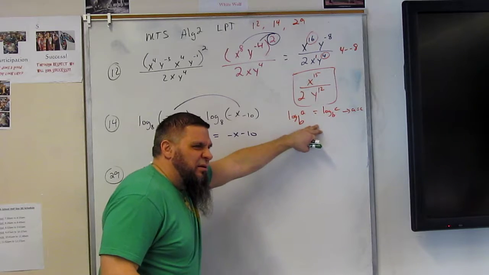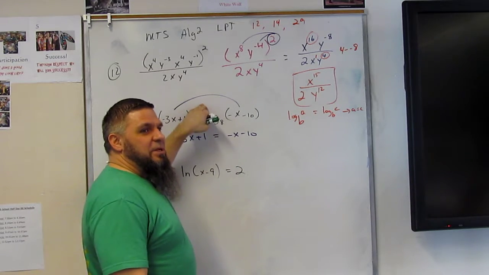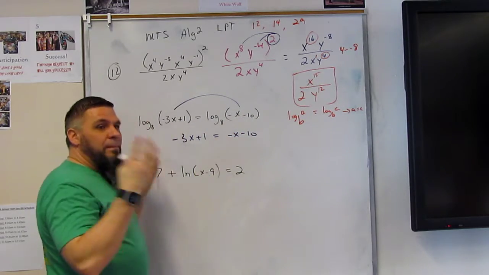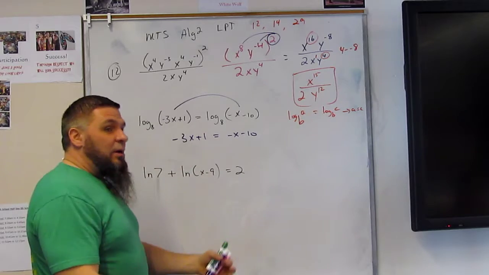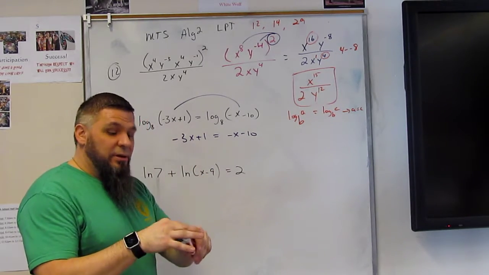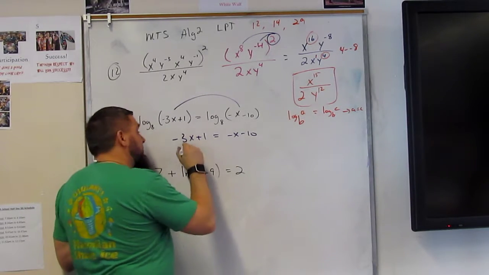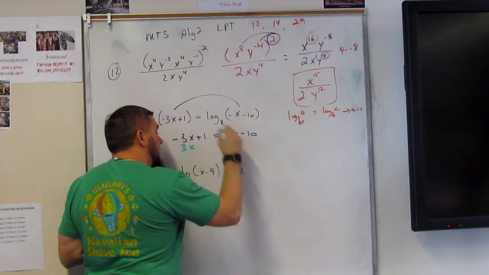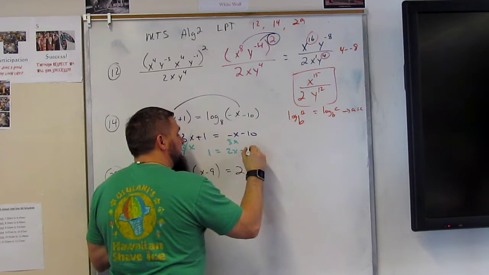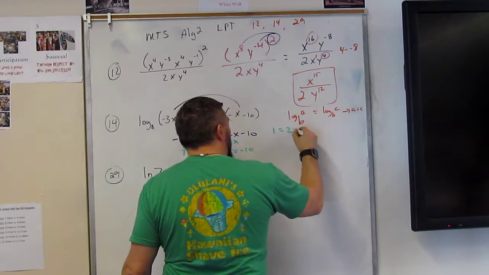Complicated? Not complicated. Keep it simple. This equals this, as long as the bases are the same. And then it's just algebra. Move your x. What's lower, negative 3 or negative 1? Negative 3. So I add 3, and I get 1 is equal to 2x minus 10.